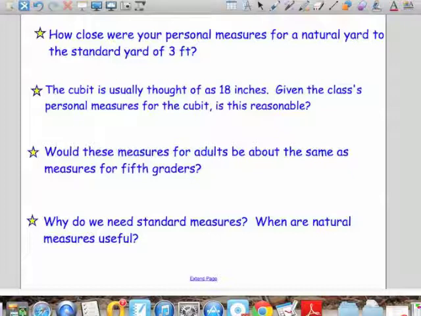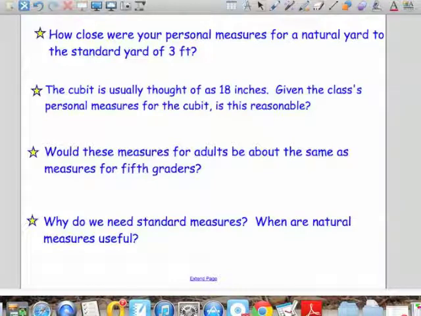Okay, then I want you to answer and discuss these questions with your partner. I'd like you to write them down either on a piece of paper or on a whiteboard. Answer each one of these and then share them with me or one of the other teachers in the classroom. Go ahead and do that now.